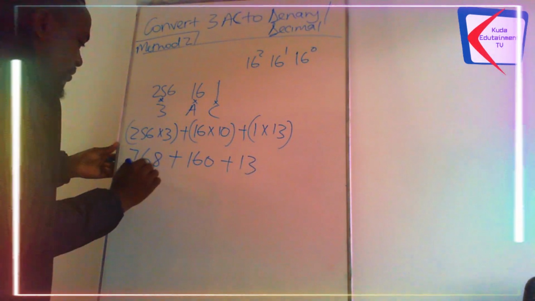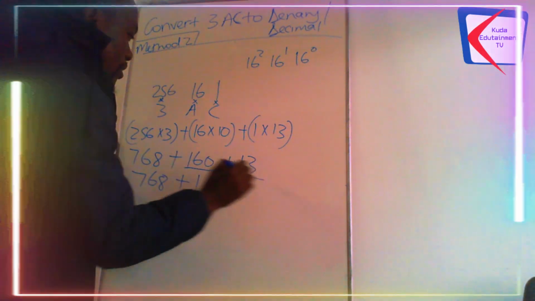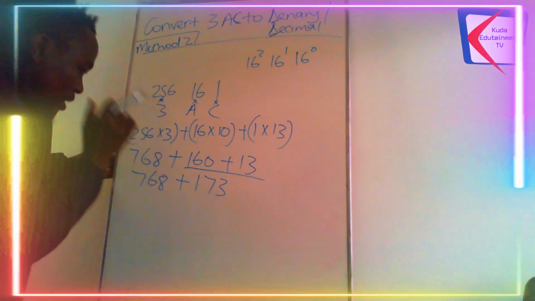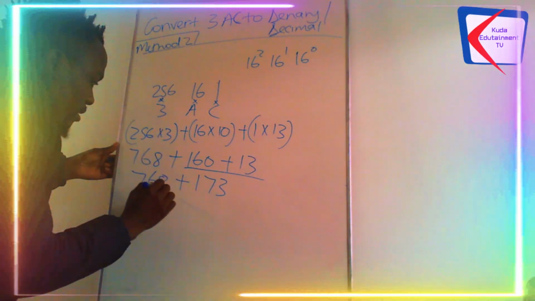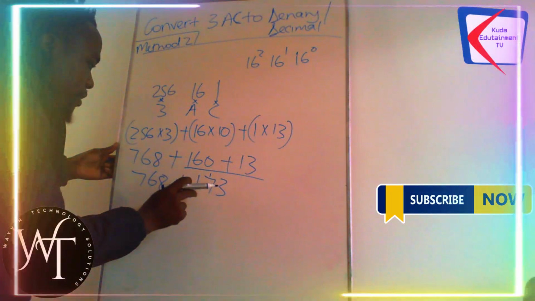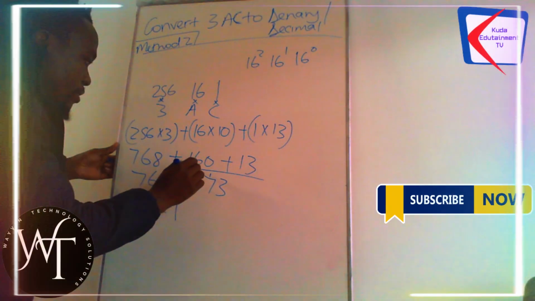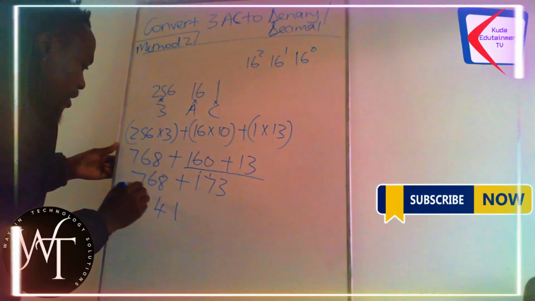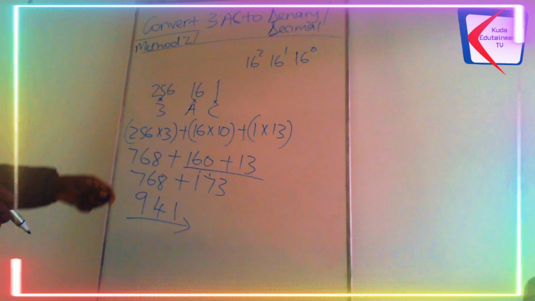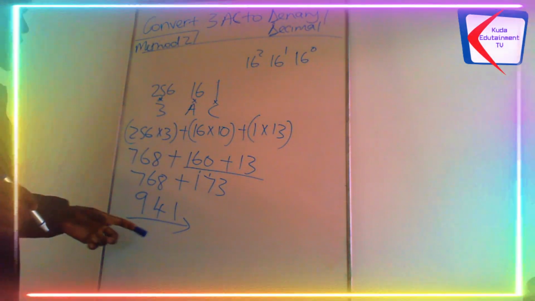So we have 768 plus 173. Now let us add 3 plus 8, it will give us what? 11, right? That's 1 carry 1 here. 8 plus 6, it will give us 14. 4 carry 1, 2 plus 7, 9, 941. So this is how we convert using this method from hexadecimal to denary.